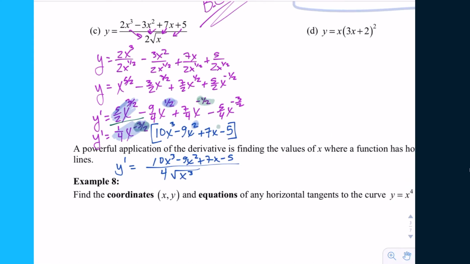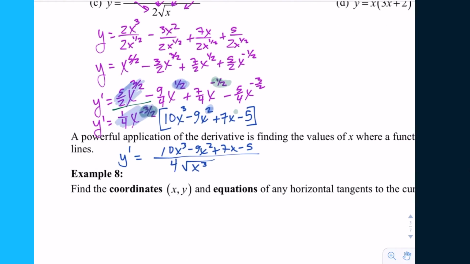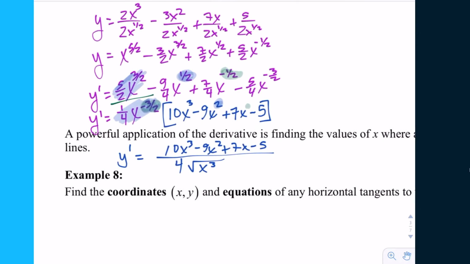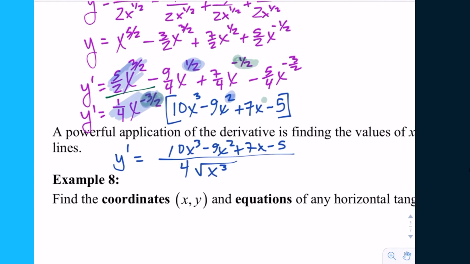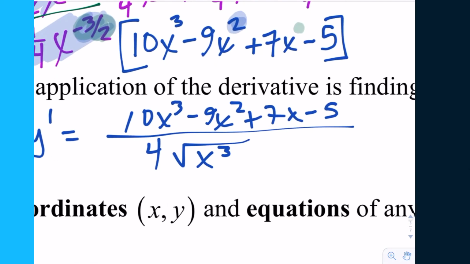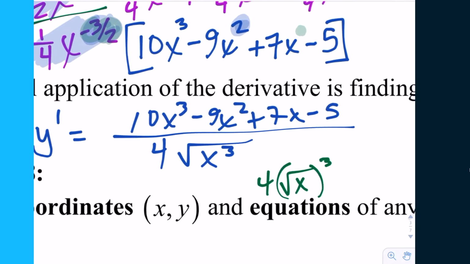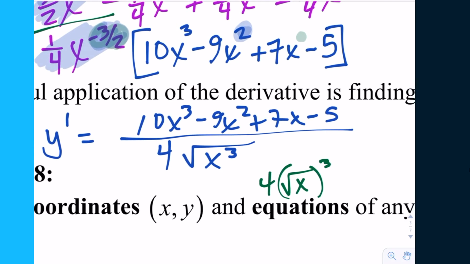Did I mess up on the end? Oh, it could be either way. If you do the fourth root of x and then you cube it, that's fine. Either way, we're not going to be allowed to have negatives under the radical.